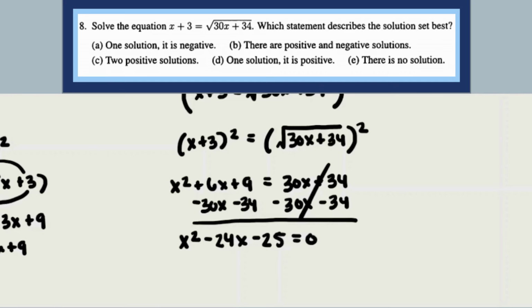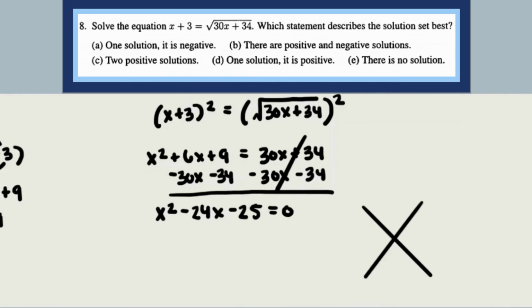So once again, I'm going to use that technique where we use the x. So I'm going to draw an x real quick. Okay guys, so I drew our x. Remember, at the top of our x, we're going to put our last term, which is negative 25. And at the bottom, we're going to put our middle coefficient, which is negative 24.